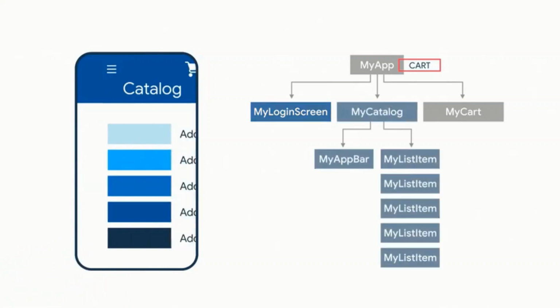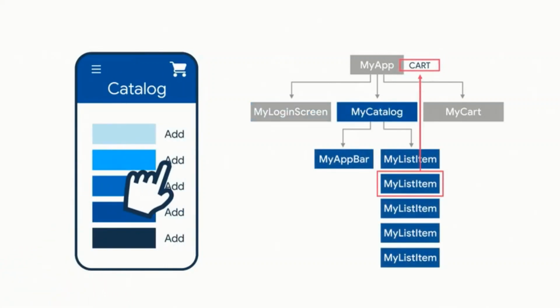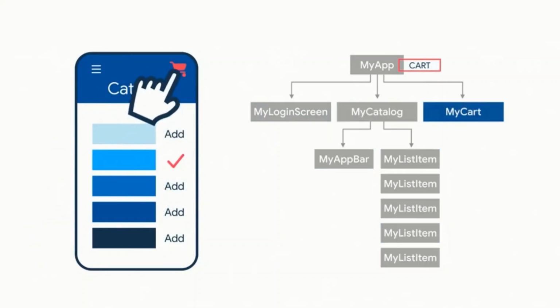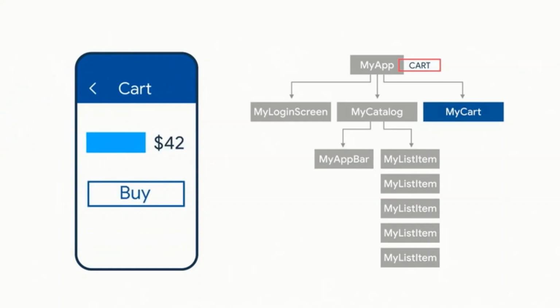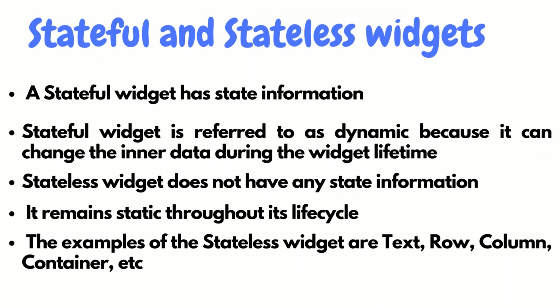This is an example of a Flutter widget and how it works. Please go through it and get some knowledge. Here, when you add to the cart, it is added to my list item, and my list item is added to the cart, like that.